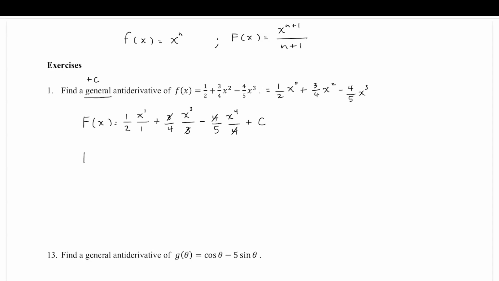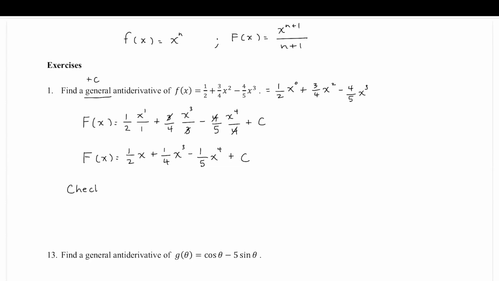And then I can think about what kind of simplifying I might be able to do. So I've got some cancellation here. So my cap F is 1/2 x, or I could write that x over 2, plus 1/4 x cubed, or I could write that x cubed over 4, minus 1/5 x to the 4th, or I could write that x to the 4th over 5, plus c.